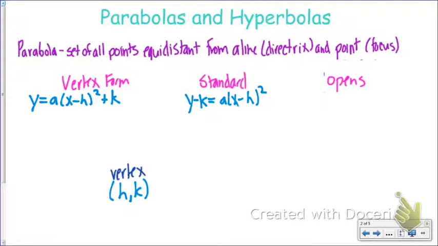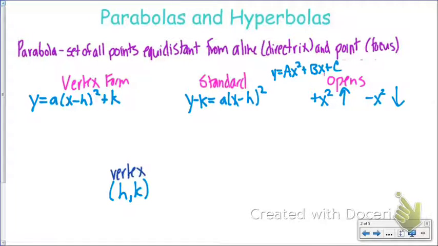Now your parabolas can open one of two ways. Written in this form, if you have a positive coefficient in front of your x squared, those parabolas are going to open up. If you have a negative x squared, those parabolas are going to open down. Now that's some of the stuff you saw in Algebra 1. You also may have seen a form for these where you saw y equals ax squared plus bx plus c.